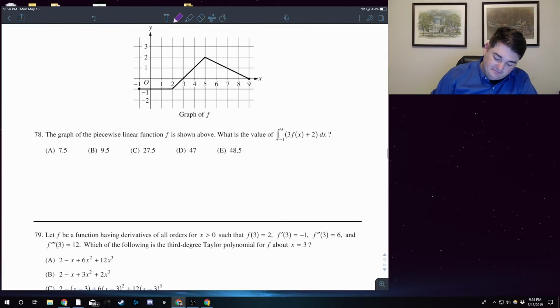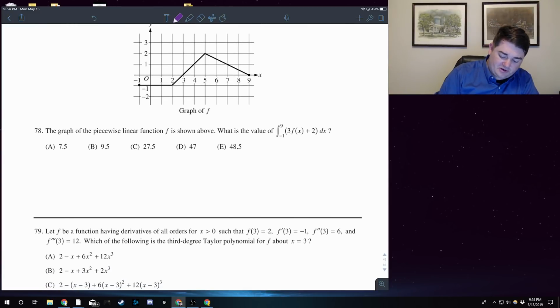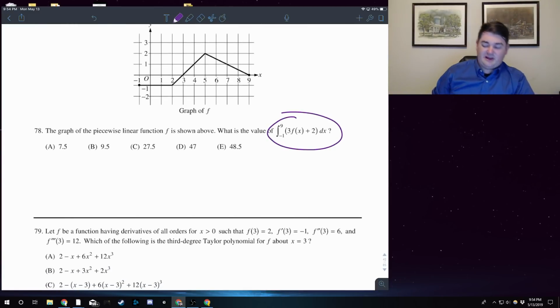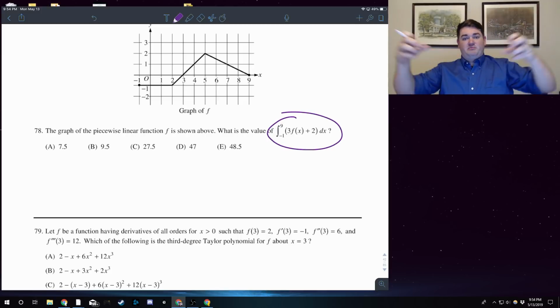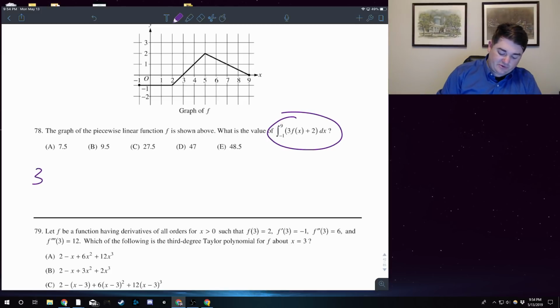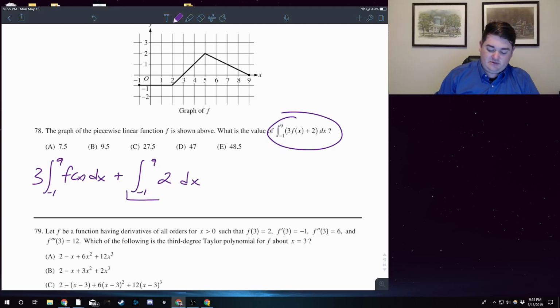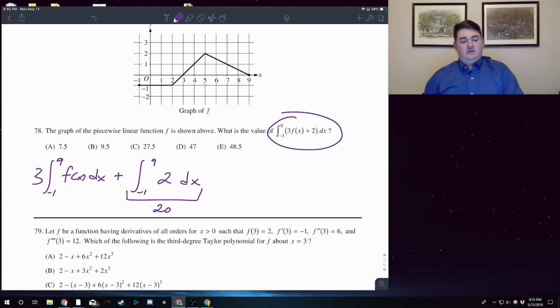78, I just want to show you on this one what to do with this. They say, what's the value of that integral? You need to take that thing and break it apart. So you're going to have 3 times the integral from negative 1 to 9 of f(x) dx plus the integral from negative 1 to 9 of 2 dx. This is just 20. So you need to find this area. So I've got 3 times something plus 20 equals my answer.